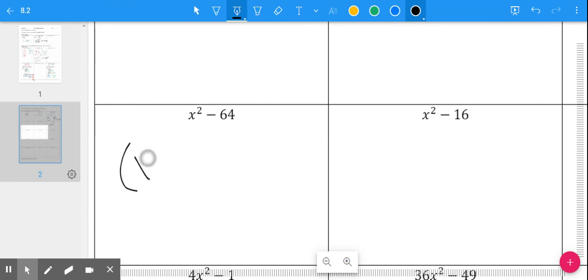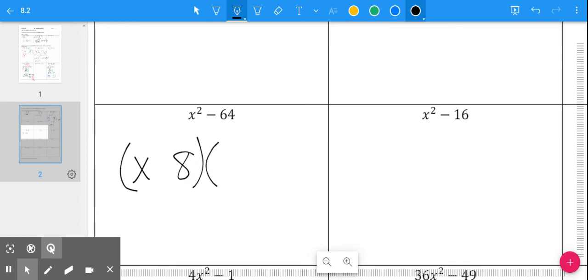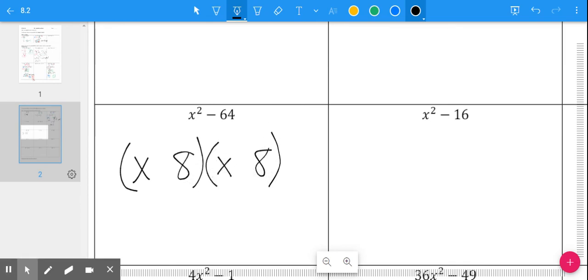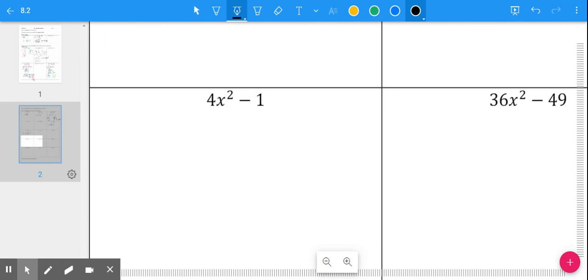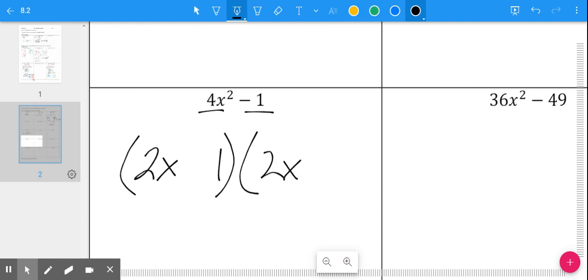So this one would be x, and we know 8 makes 16. So the only way to make a negative 64 using perfect squares is if one of them's positive and the other's negative. Anytime you have a c value that's a perfect square and an a value that's a perfect square, you can do this. One more. Square root of 4x squared is 2x. Square root of negative 1 is 1. To make a negative 1, you have to have a positive and a negative.